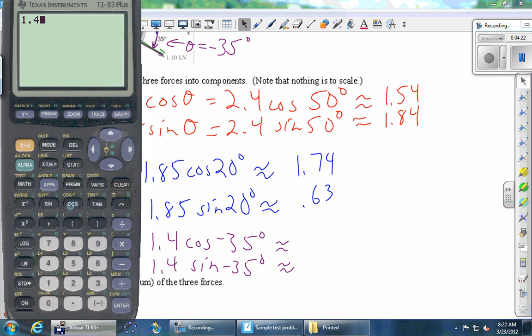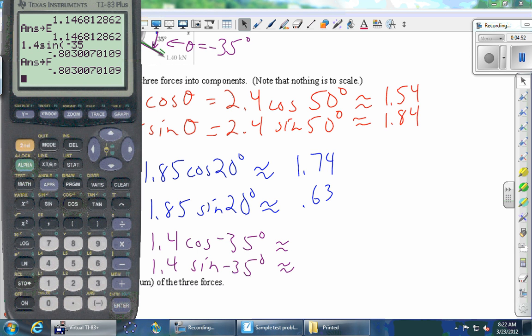1.4 cosine negative 35. I'll store that as alpha E. And then finally 1.4 sine of negative 35. This is the one that's supposed to be negative because we are pulling in the downward direction in terms of the vertical. And so we get that negative number, and then we're going to store that as F. Okay, so we've got 1.15 and negative 0.80.